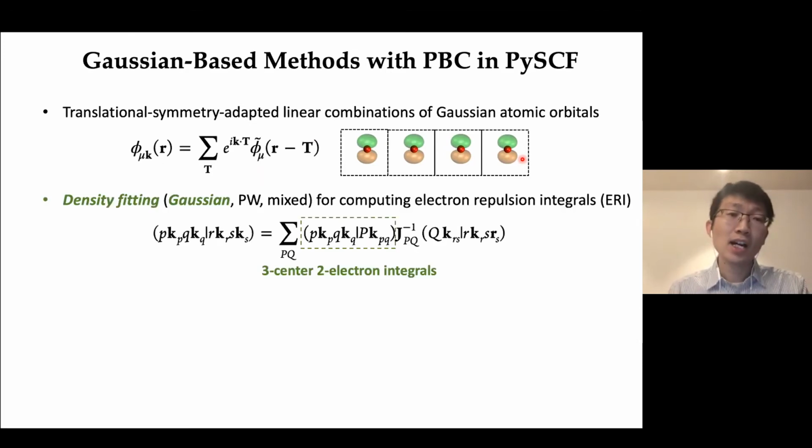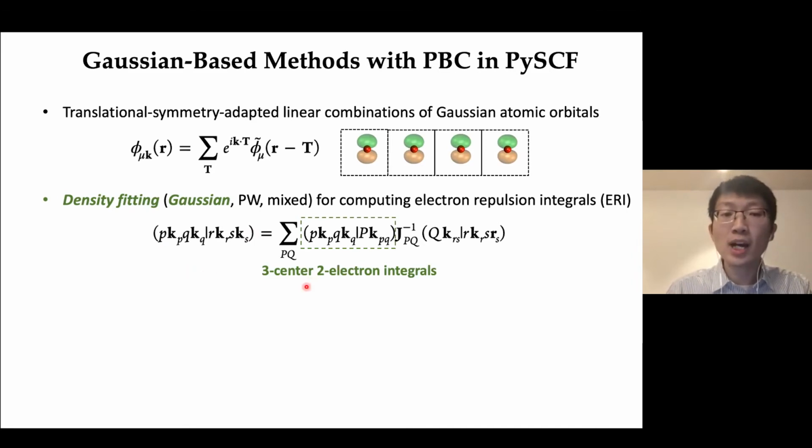And of course, for electronic structure methods, it's important that we can compute the underlying integrals for the computational basis, specifically electron repulsion integrals for correlated methods. And to efficiently compute that, we always use certain types of density fitting methods, specifically Gaussian density fitting, which means we never compute the full four-center electron integrals directly.